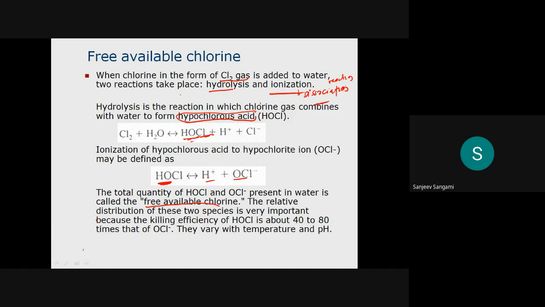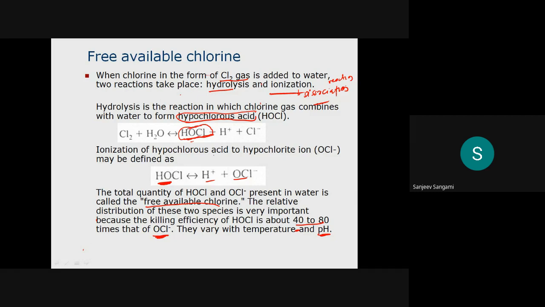The relative distribution of these two species is very important because the killing efficiency of HOCl is about 40 to 80 times that of OCl minus. This is a statement you have to remember. They vary with temperature and pH. So the disinfection process is dependent on the temperature as well as the pH. That is why the first reaction, the hydrolysis reaction, is very important.